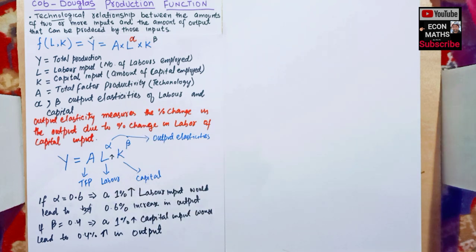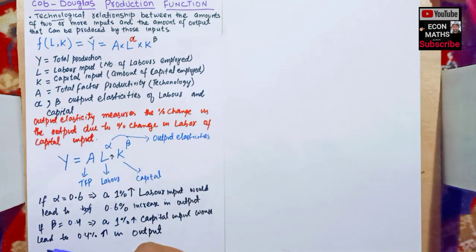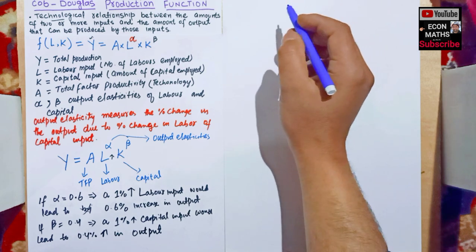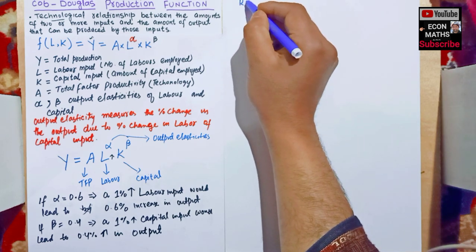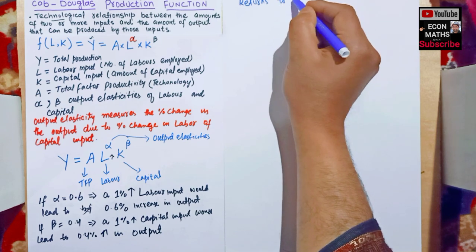Okay, now we will see the returns to scale. What does this mean in the context of the Cobb-Douglas production function? What is returns to scale? Now I will write here returns to scale.